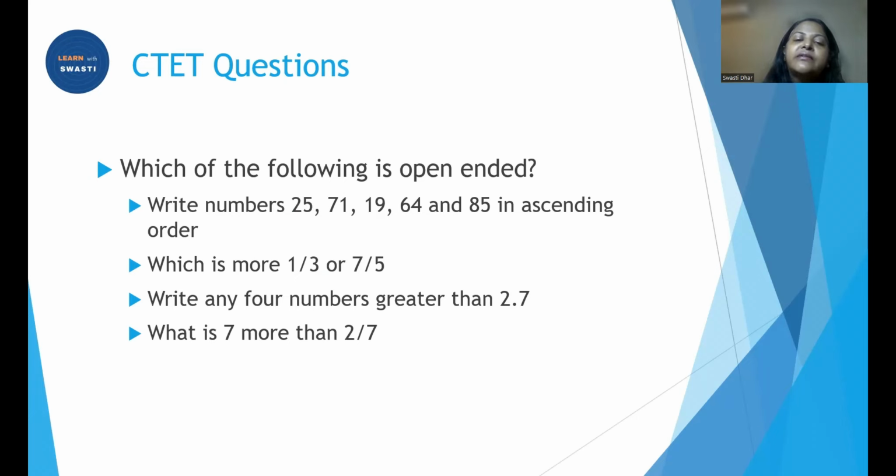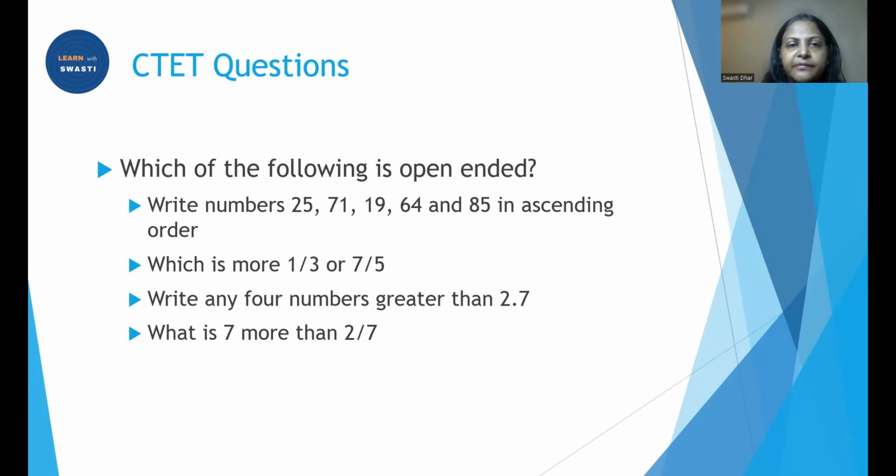Write any 4 numbers greater than 2.7. Okay, this is an open-ended question and I'll explain why. And what is 7 more than 2 by 7? So you just have to add 7 plus 2 by 7. Again, you will get the same number. But when I ask a child to write any 4 numbers greater than 2.7, the child can write any number, 3, 4, 5, 6, 2.71, 2.72, 2.73. So depending on how well the child has understood the concepts that you're teaching, write any 4 numbers greater than 2.7 will be an open-ended question.